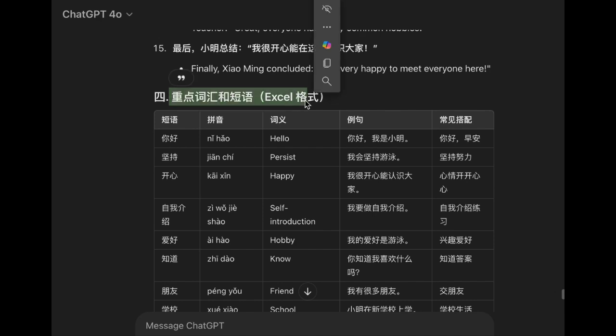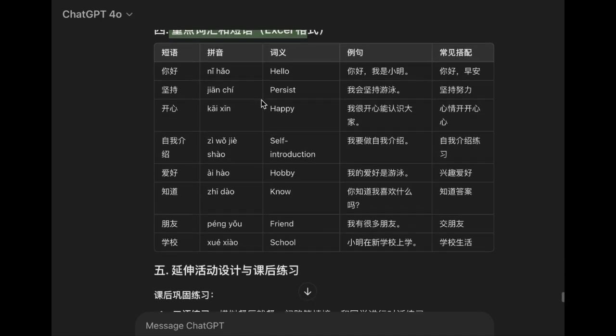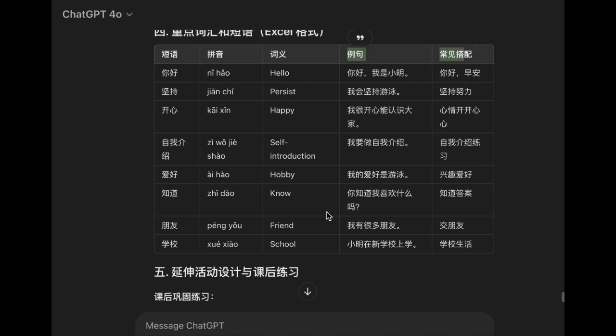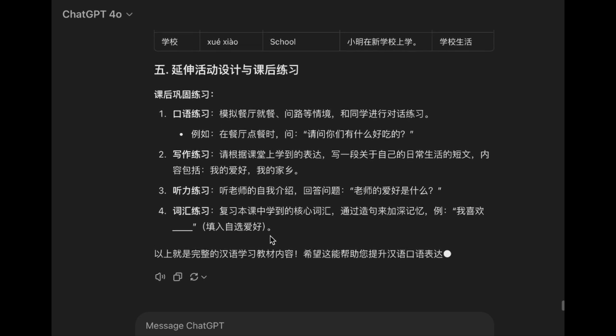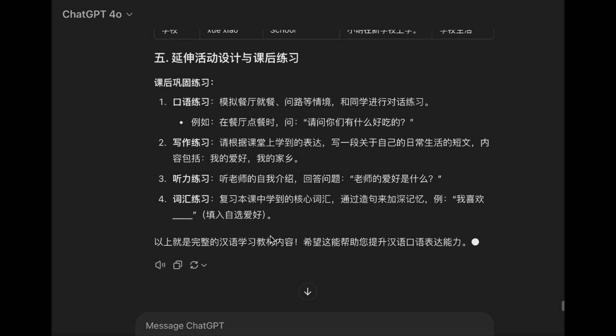And there are the important words. How about it? Is it more interesting than your regular Chinese textbooks?